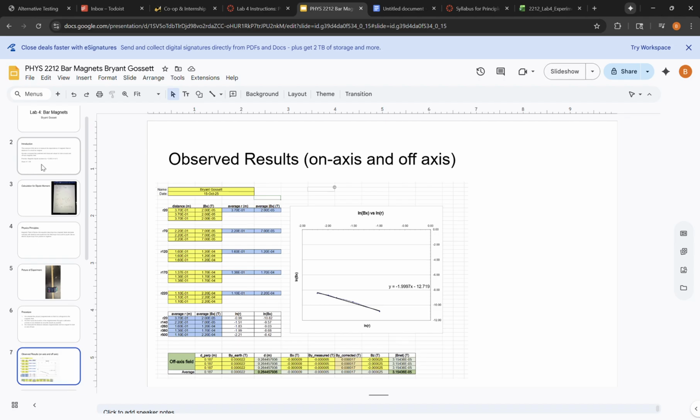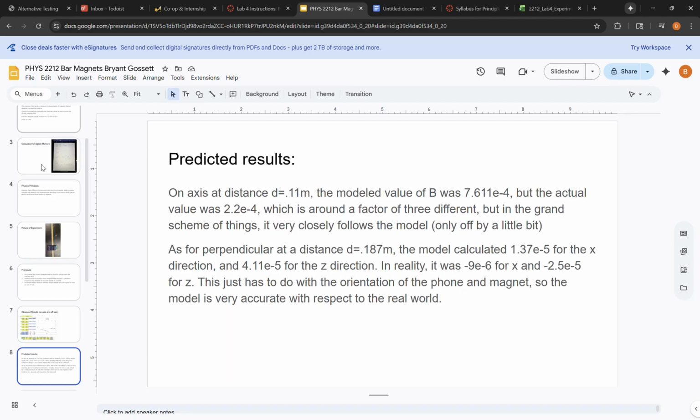Here's the results. So we predicted, at the distance 0.11 meters, 7.6 times 10 to the negative 4, but actually 2.2 times 10 to the negative 4, which is not that much different. So it's not really that big of a deal.